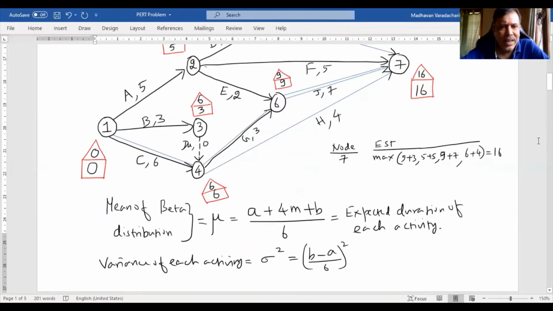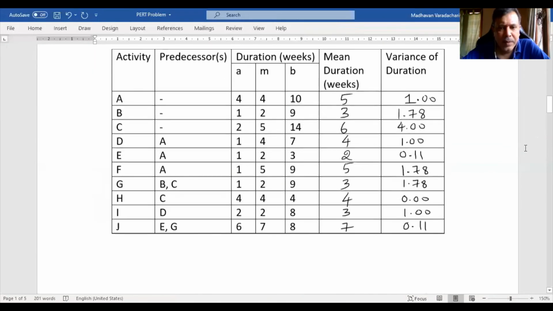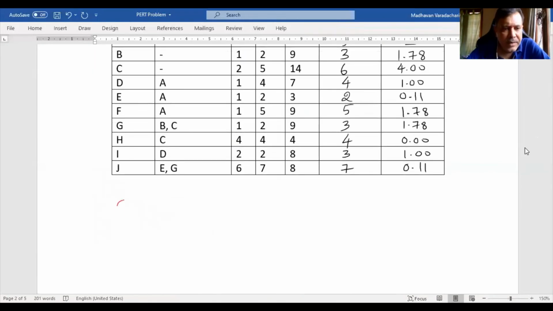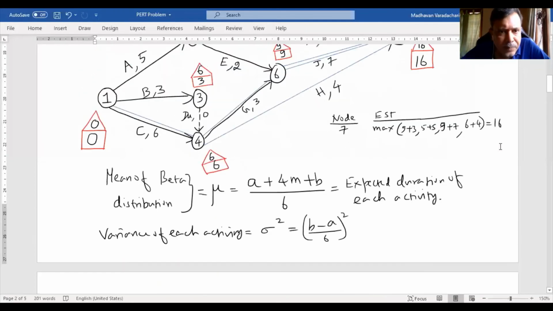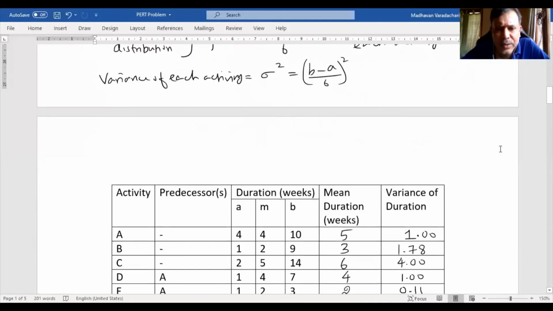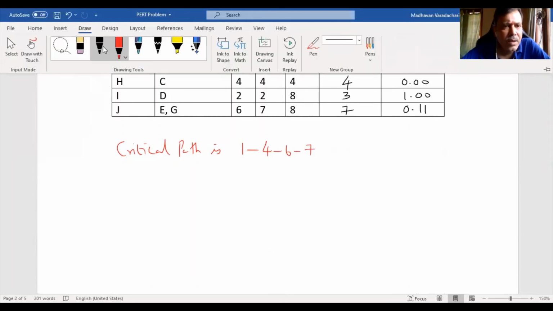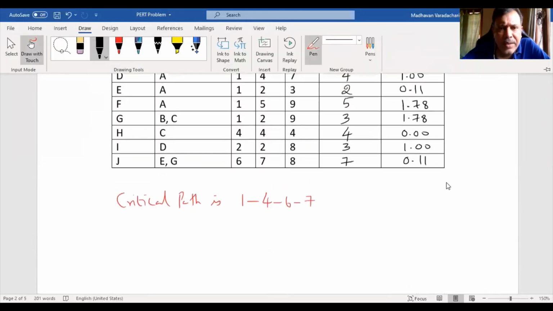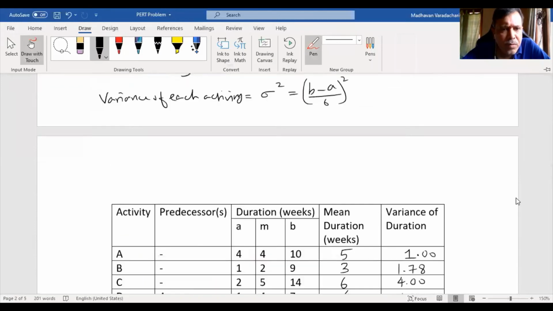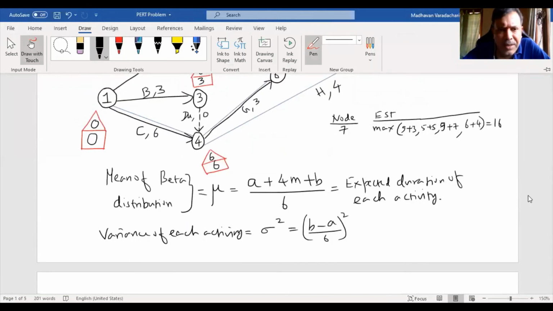That is your critical path. So let us write the critical path on the next page. 1 to 4, 4 to 6, 6 to 7. That is our critical path. But these numbers, 1, 4 and all, are given by us. In the original problem, what is 1 to 4? 1 to 4 is nothing but activity C.